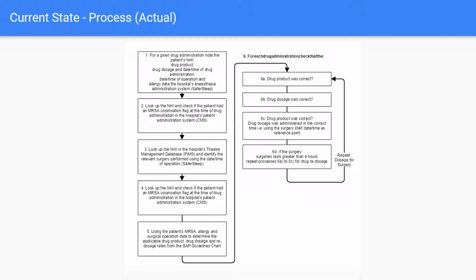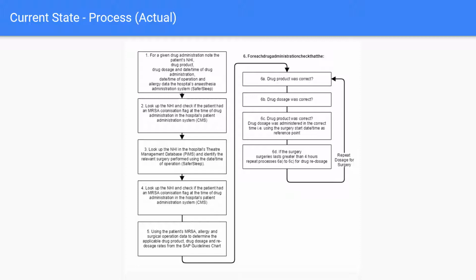They would then look up the NHI in the hospital's theater management database, PIMS, and identify all relevant surgeries performed using the date and time of operation. They would then use the NHI to check if the patient had an MRSA flag at the time of drug administration in the hospital's patient administration system. They would then use the patient's MRSA, allergy, and surgical operation data to determine if applicable drug products, drug dosage, and redosage rates from the SAP guideline chart were followed.